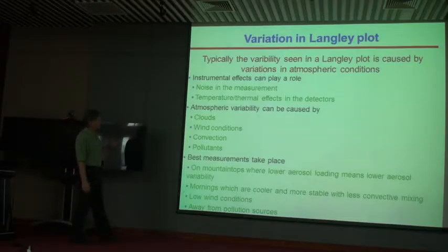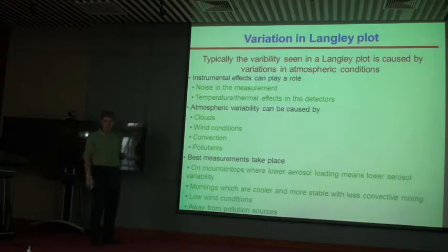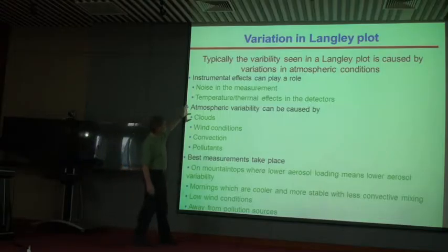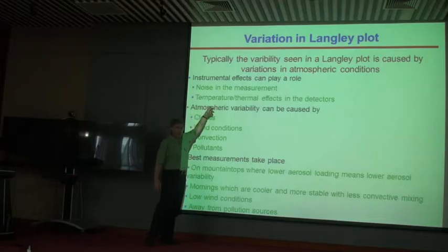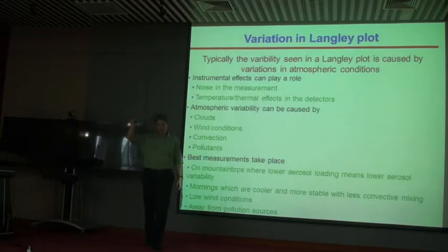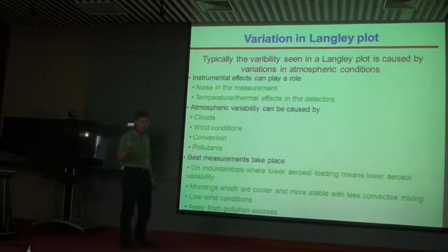Variation in the Langley plot. So what I showed you was a really nice Langley plot, nice and smooth and everything else. Instrumental effects, temperature, thermal effects can cause wiggles in that, which then will change the intercept calculation, which will then change the aerosol calculation, which then changes the aerosol inversion, which then changes the ozone, the water vapor, the Junge parameter, and you start to get the idea.